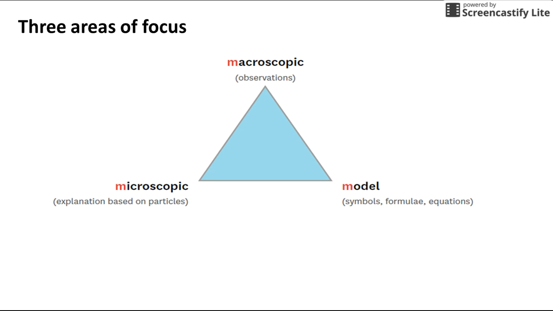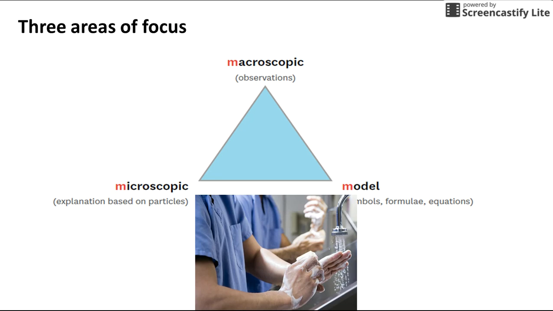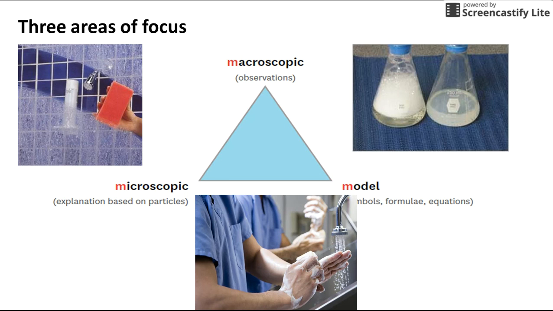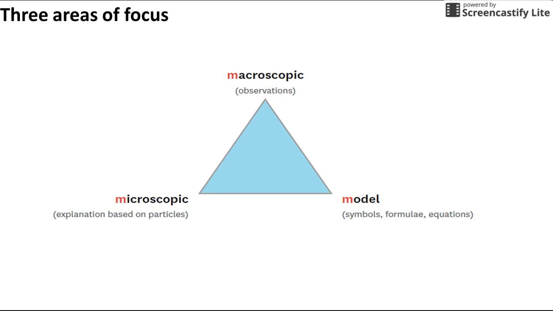So the 3 areas of focus. So your macroscopic, why are soaps soapy? Why do soaps form scum? Why do man-made detergents not form scum and they still froth, but your soaps do form scum when there's lots of calcium around? Think also of your calcium, how soluble the calcium salts are.